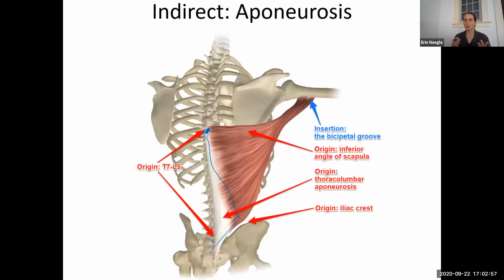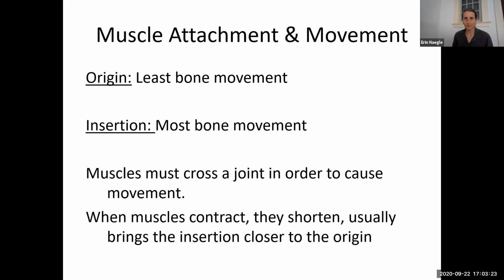So for example, in your latissimus dorsi, notice the origin is along the spine, and then the insertion is on the humerus. And its major job is to do shoulder extension. Pulls your humerus backwards, extension. So the insertion is on the humerus. Something to notice, and that you'll be working on with your lab assignment this week as you're drawing muscles onto skeletons, is that muscles always need to cross a joint in order to cause movement.